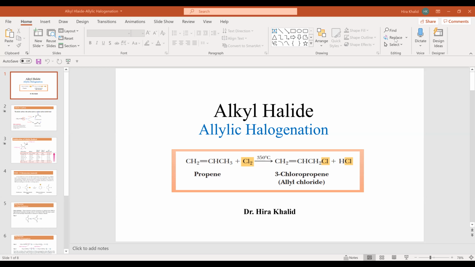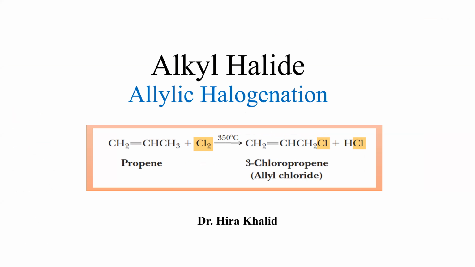In this lecture, we are going to proceed with our discussion about halogenation, and now we will discuss an interesting case of allylic halogenation. Firstly, we will see what allylic halogenation is and what the allylic carbon is, and how this undergoes halogenation so we can convert it into allyl chloride or allyl bromide.